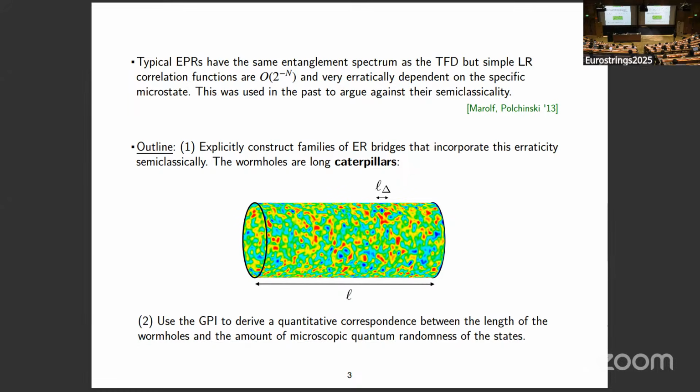And in the second part of my talk, I will show that the microstates dual to these kind of semi-classical states are actually very close to being typical EPRs of the two black holes. So I will quantify, using the gravitational path integral, a correspondence between a microscopic measure of how random the states look and the semi-classical properties of the geometry, like the length of the wormhole. Okay? So in some sense, I will derive a correspondence between quantum randomness, holographic quantum randomness, and the emergence of the length of the wormhole in the black hole interior.